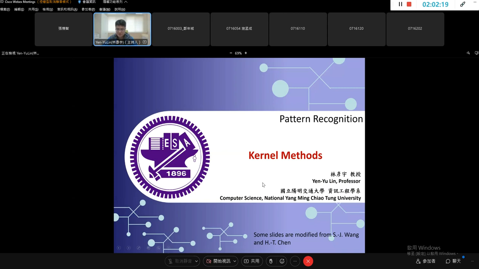In this section, let's talk about another family of machine learning methodology. They are called kernel methods or kernel machines. Actually, kernel method is one of the best machine learning methodologies in the literature, especially before the era of deep learning. In many applications, kernel method achieves the best performance.